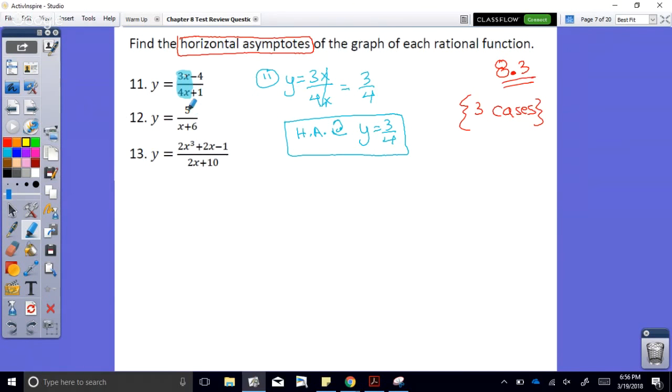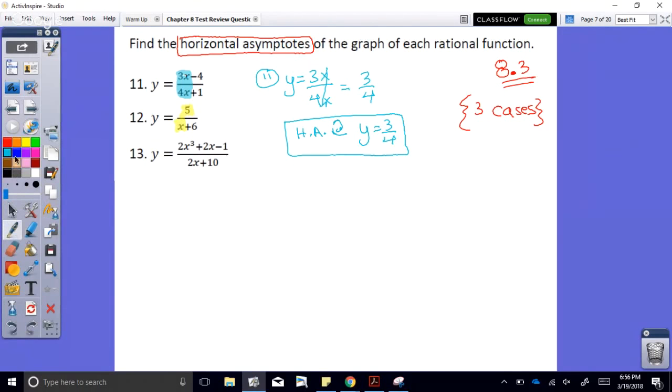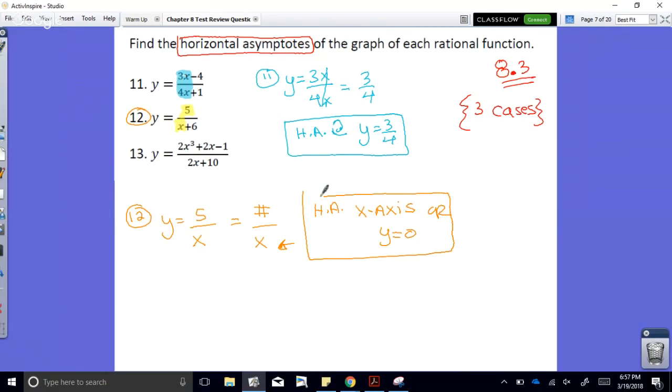Okay, if you look at 12, same thing. This time I have a 5 and an x. So for 12, I end up with a 5 over x. And in your notes, we said anytime we have a number over x, x in the bottom means we have asymptotes. And we said anytime it's a number over x and not all the x's cancel, we're going to have a horizontal asymptote at the x-axis. The x-axis is the line y equals 0. So here was case 2.